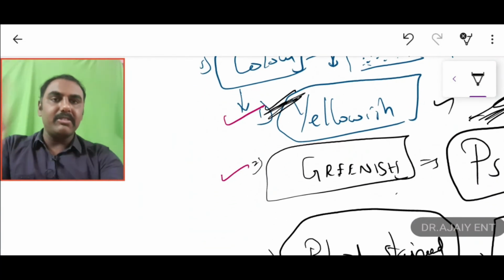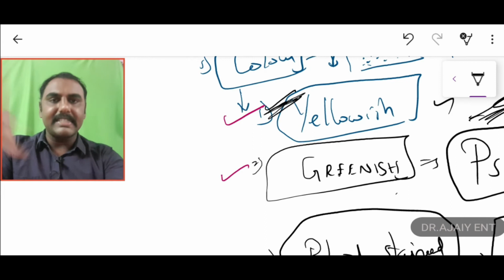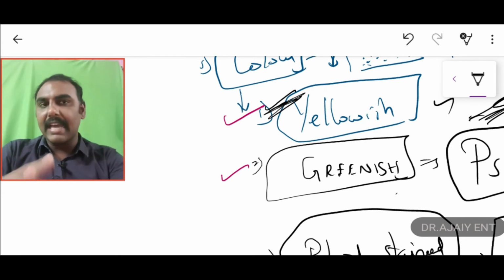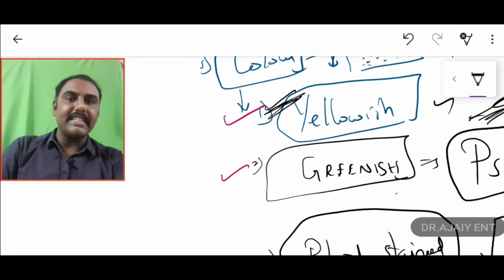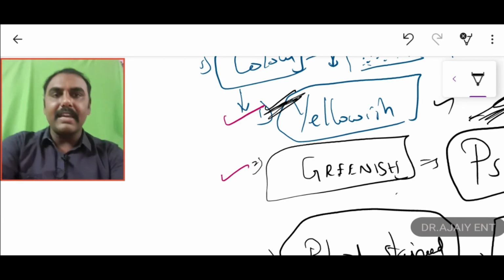The examiner will ask you, if you say a yellowish mucopurulent discharge, what are the other colors of the discharge, why you are saying a yellow discharge. Okay, for that we are explaining.